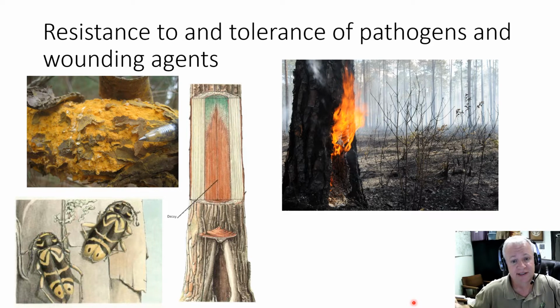So there are diverse things that can impact trees, and these adaptations are important and also somewhat unique to plants, because plants and trees are sessile. They can't move. So trees can't run away from a fire or from an herbivore, so they have to have mechanisms to resist or tolerate those things.